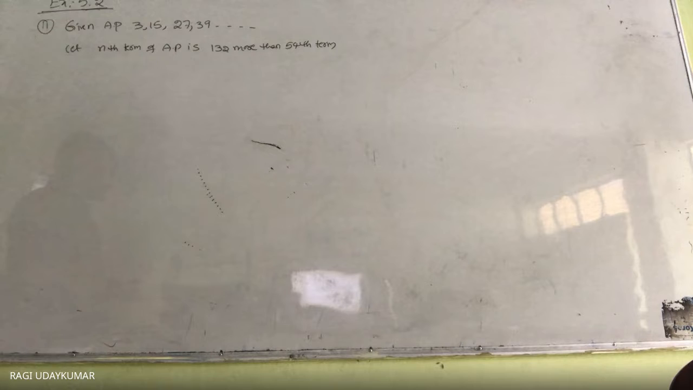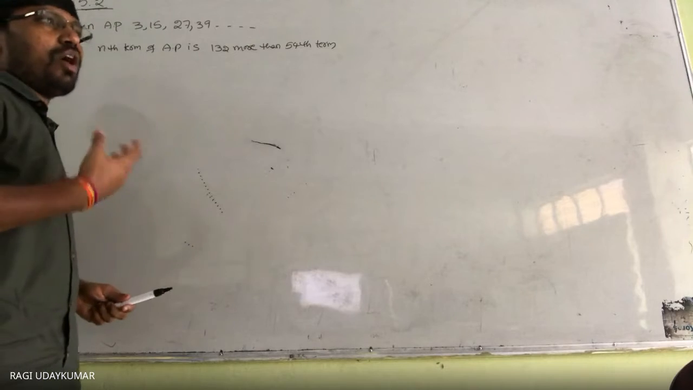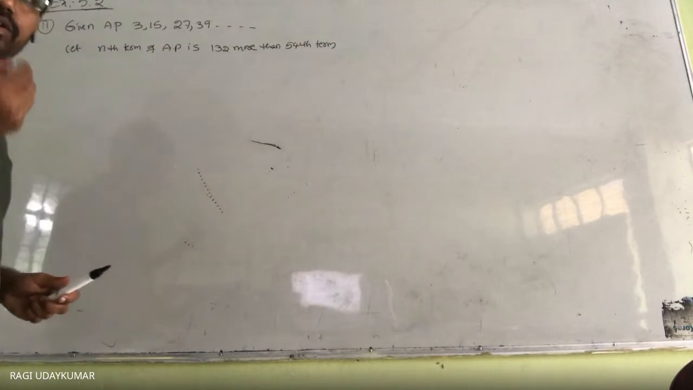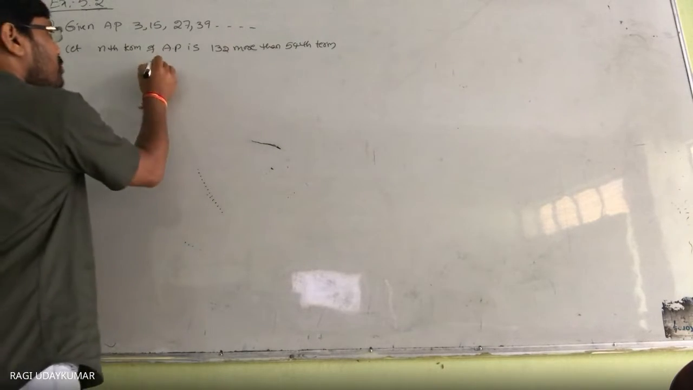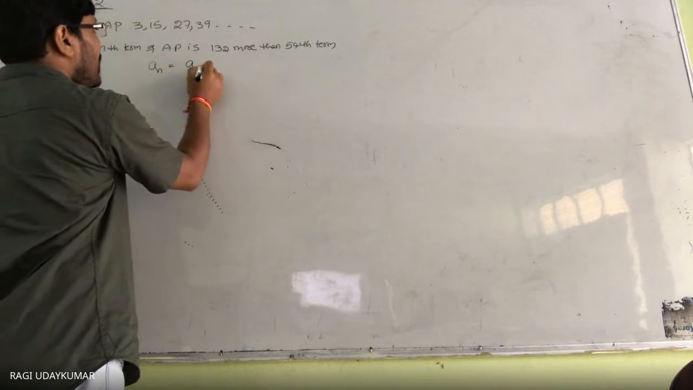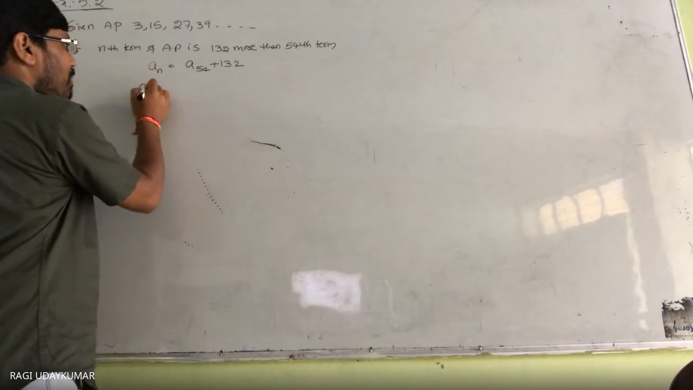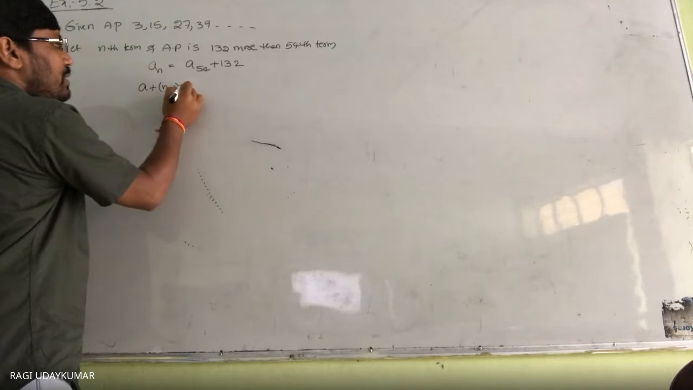Is this statement clear? Whenever the question is asking which term, or how many terms there are, then to find that out you must compulsorily consider it as the nth term. So an is equal to a54 plus 132. So a plus n minus 1 into d.